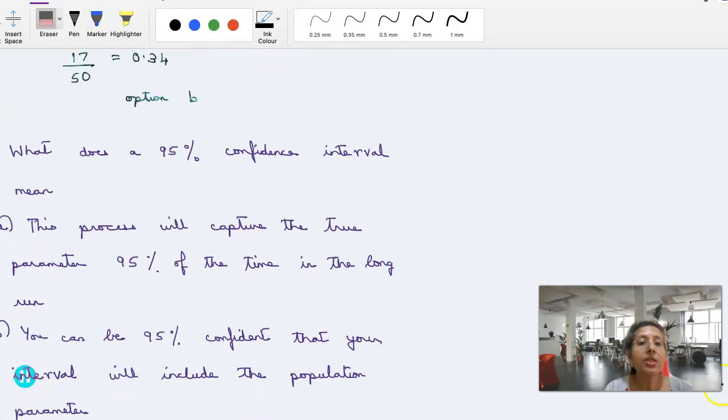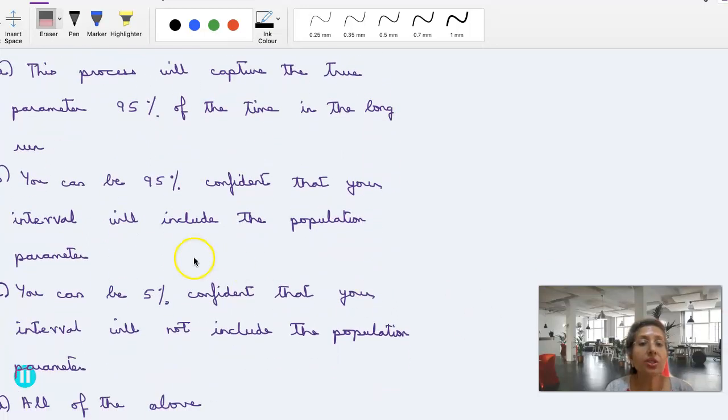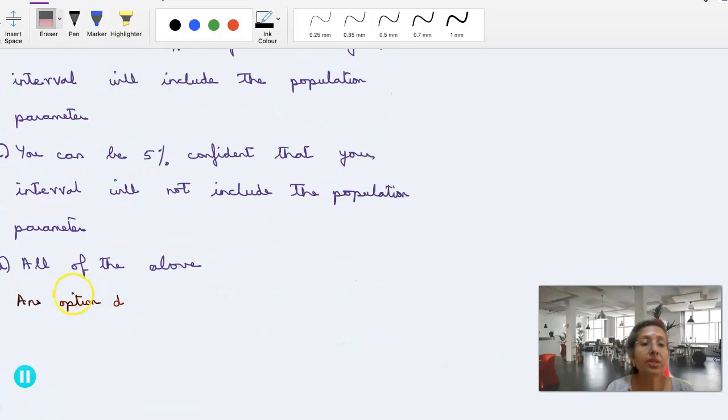One last question. What does the 95% confidence interval mean? The process will capture the true parameter 95% of the time in the long run. We can be 95% confident that your interval will include the population parameter. You can be 5% confident that your interval will not include the population parameter, and all of the above. Thus you can see the answer is option D.